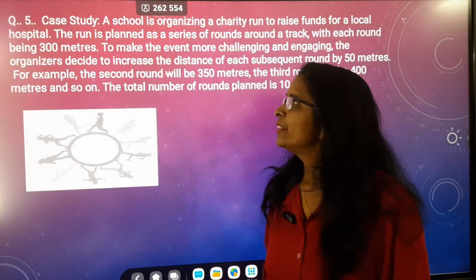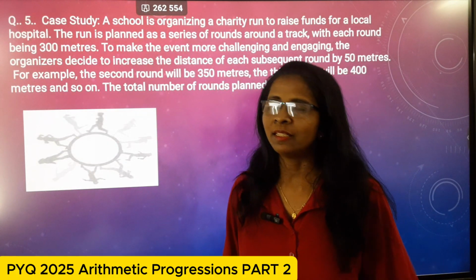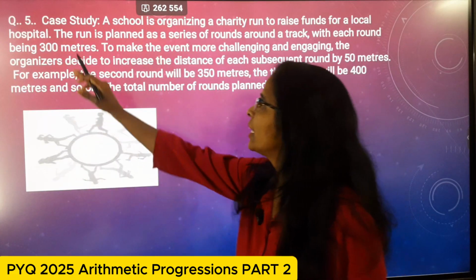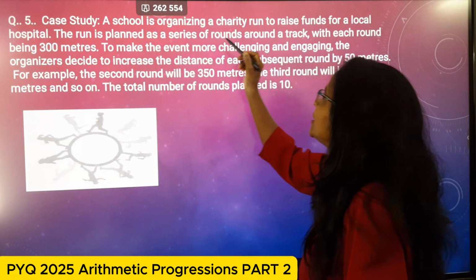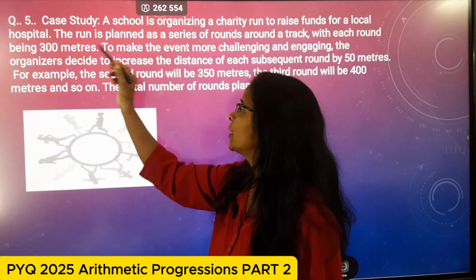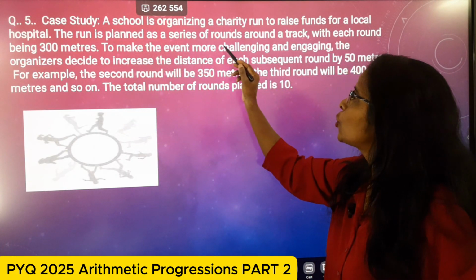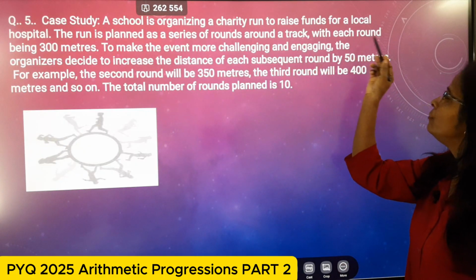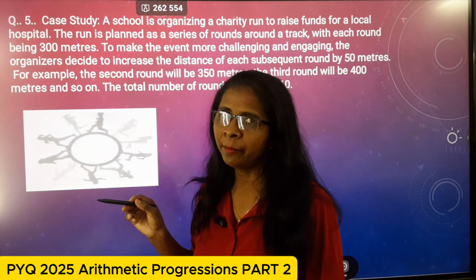So let us see the questions about the case study. Here, question 5, case study. A school is organizing a charity run to raise funds for a local hospital. The run is planned as a series of rounds around the track, with each round being 300 meters.